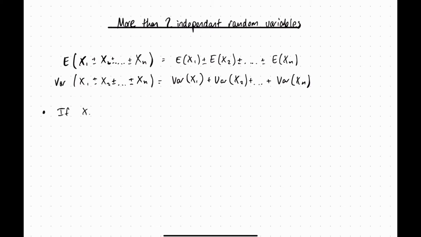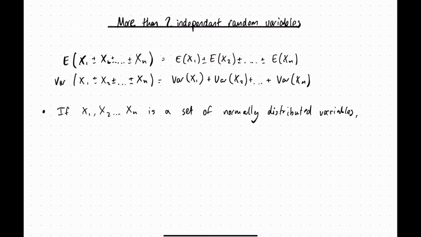If x1, x2, all the way to xn is a set of normally distributed variables, then the combined distribution, the distribution of x1 plus or minus x2 plus or minus ... plus or minus xn, is also normal, okay?